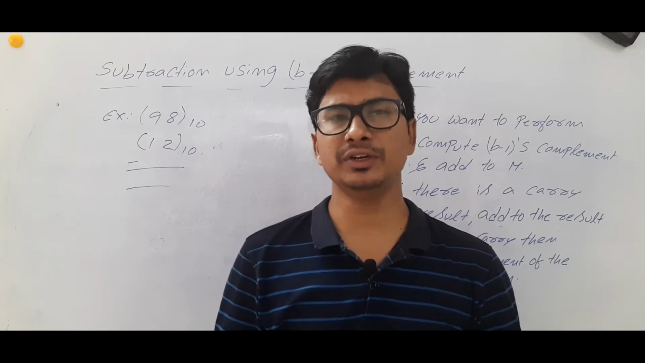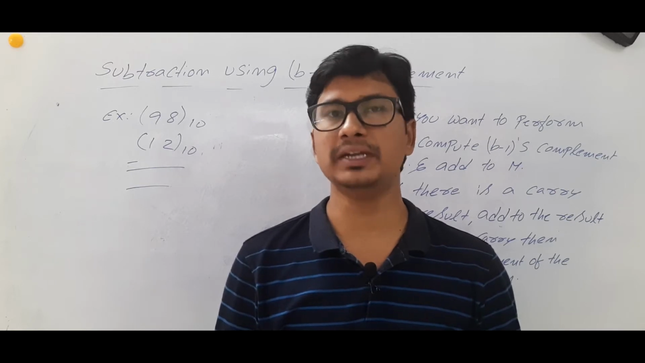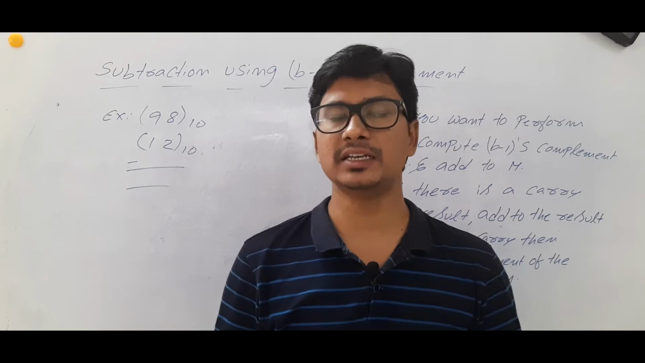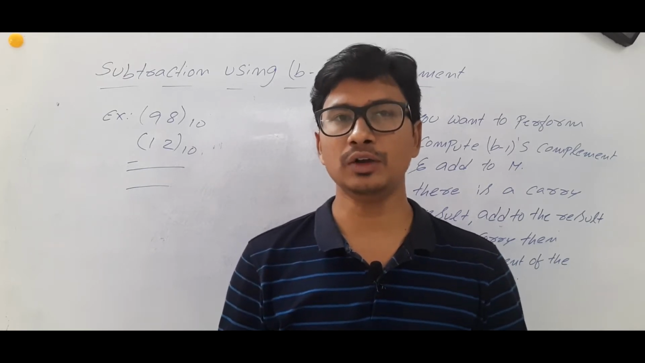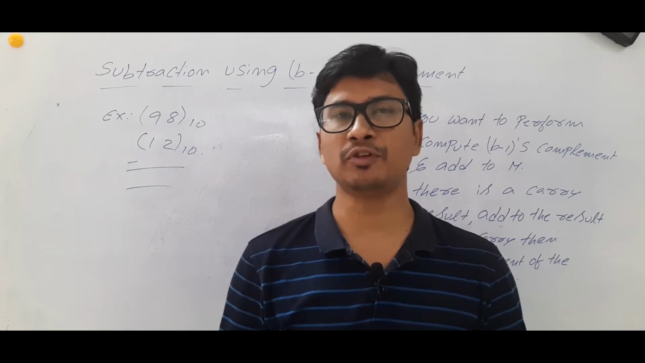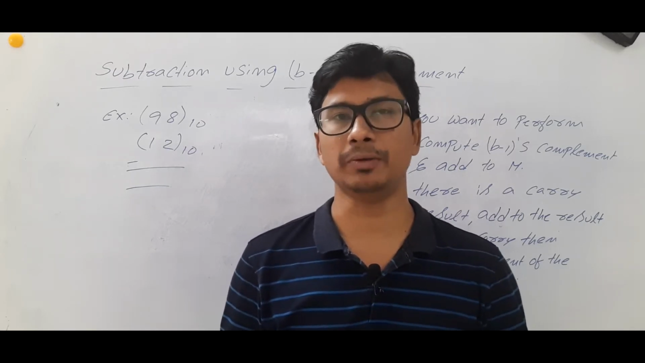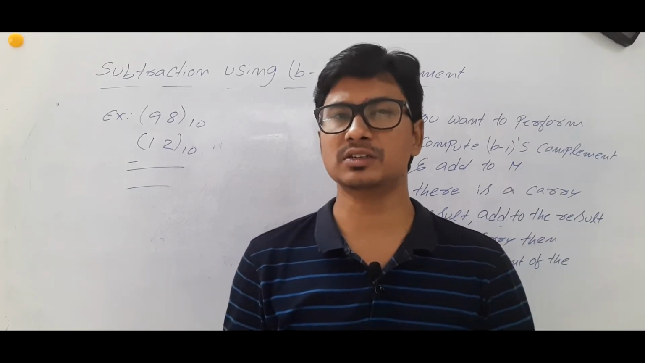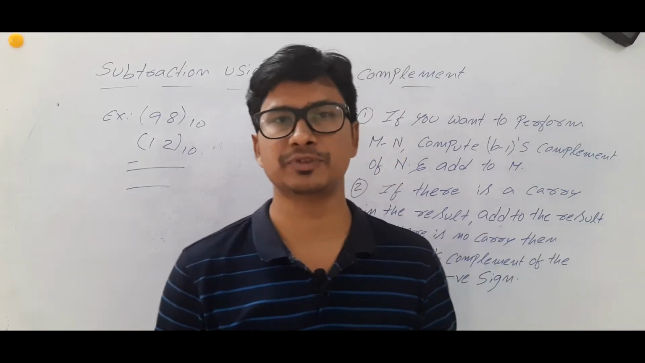In the last video, I discussed how to perform the b minus 1's complement and b's complement, or I can say the diminished radix complement and radix complement. In this video, I want to discuss how to perform subtraction using b minus 1's complement. First, we will discuss the steps involved in it. Then we will discuss one or two examples for better understanding. Let's discuss the steps first.